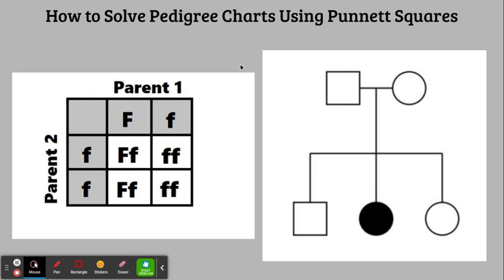How to solve pedigree charts using Punnett squares. Okay, so we have the male genotype at the top and the female on the side. And on pedigree charts, the male is a square usually and the female is a circle. So we can fill this out and put the male here and the females here.